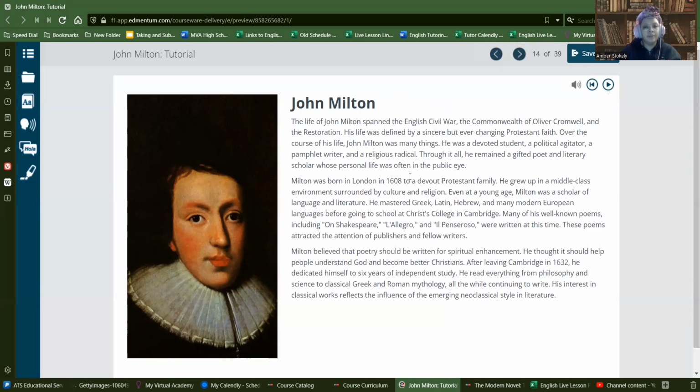And then at the bottom, we get some of his attitude towards writing and how writing affected his life. He thought that poetry should be written for spiritual enhancement and that it should help people understand God and become better Christians. He tried to prove this through studying himself. After he left Cambridge, he dedicated himself for 6 years of independent religious study. And he also brushed up on lots of other things. He read philosophy, science, classical Greek, and Roman mythology.